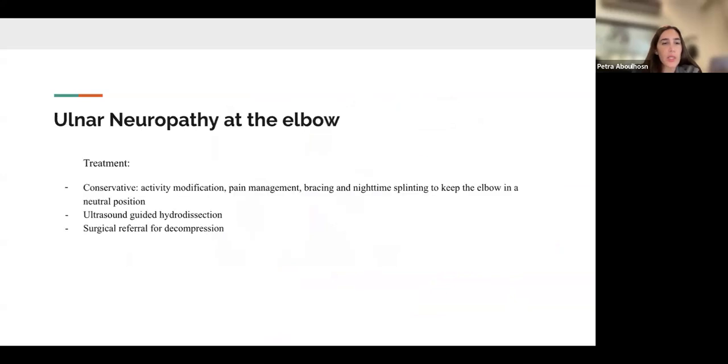So same presentation. And then the treatment, conservatively, we have activity modification, nighttime splinting to keep the elbow in neutral position, pain management, and bracing. As well, we can use ultrasound-guided hydrodissection.